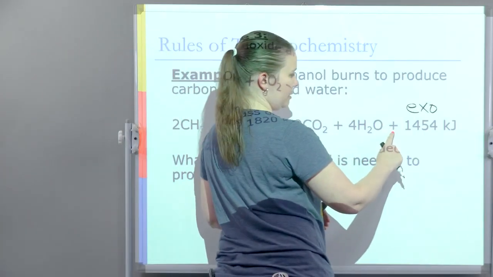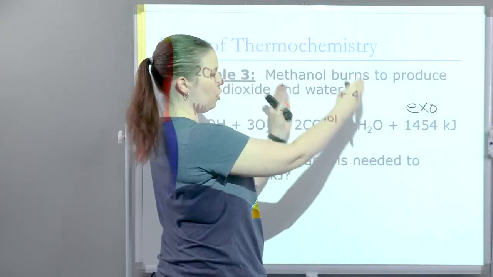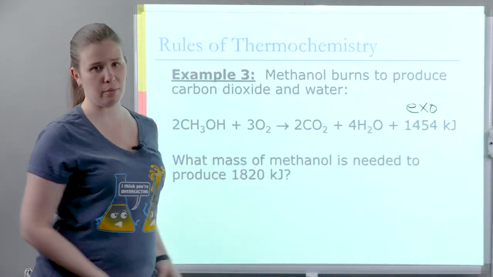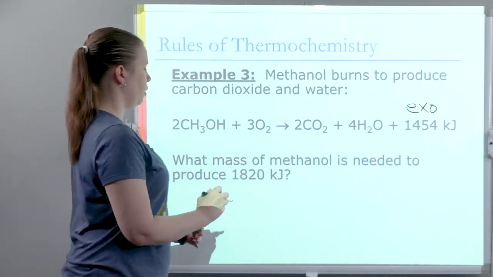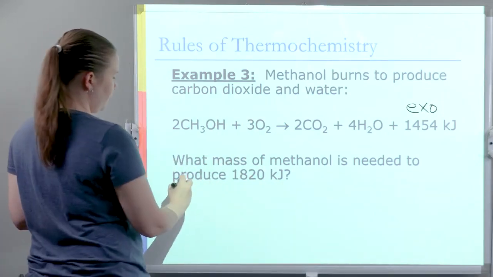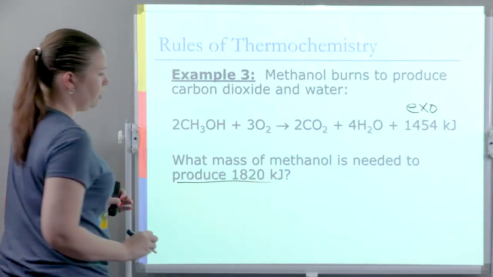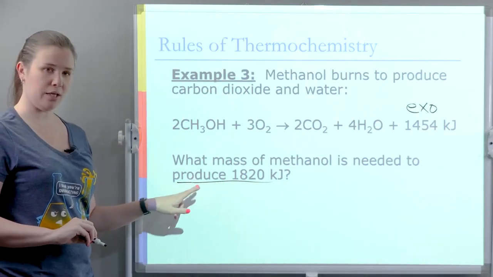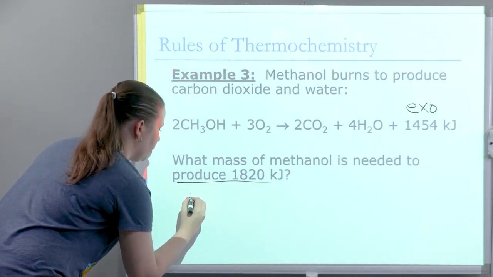Notice it didn't say minus, because it's saying I've produced carbon dioxide and water and this amount of energy. Produced that amount of energy, so it is negative. All right, our given this time, we are producing 1,820 kilojoules. Producing again, so again, the negative sign.